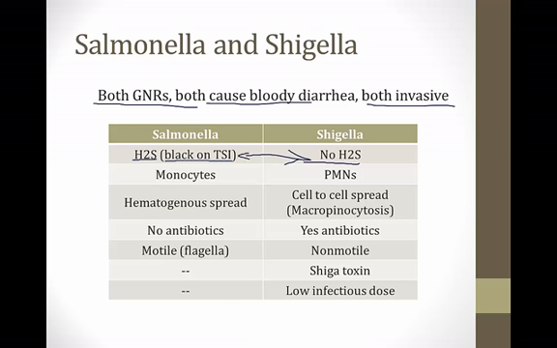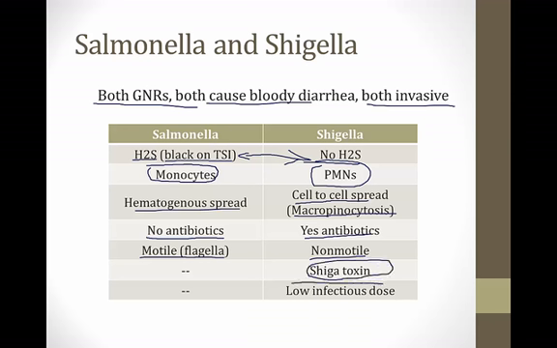The biopsy sample of a patient with a Salmonella infection will show a monocyte response by the immune system, whereas for Shigella it will show a PMN response. Salmonella spreads hematogenously, so through the bloodstream, and Shigella spreads from cell to cell transfer. And remember, it's taken up by the cells through that process of macropinocytosis that's unique to Shigella. Antibiotics are not helpful and are generally not used for Salmonella, but they are used for Shigella. And Salmonella is motile and it has flagella, whereas Shigella is not. And then two unique features of Shigella are that Shigella makes Shigatoxin, and Shigella, remember, is famous for that very low infectious dose, just 10 bacteria or so will make you sick.